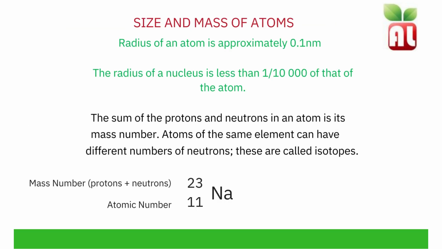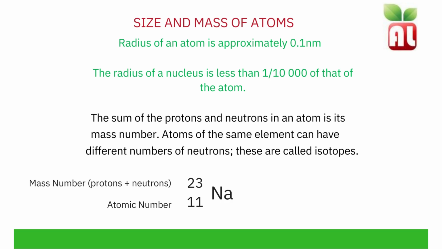The size and mass of atoms. The radius of an atom is approximately 0.1 nanometers. 1 nanometer is 1 × 10⁻⁹ of a meter. The radius of the nucleus is approximately 10,000 times smaller than the radius of the atom.